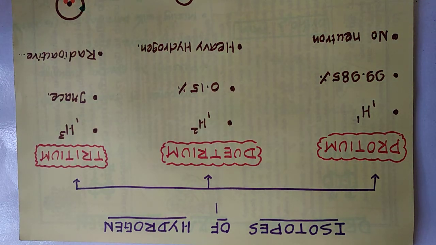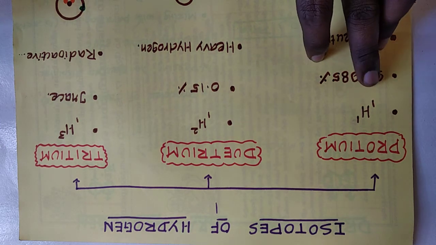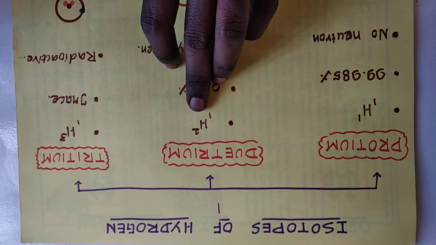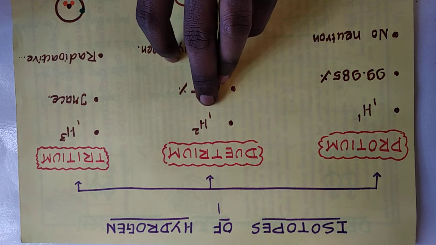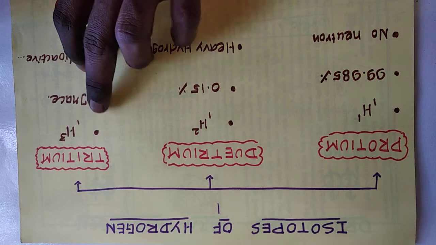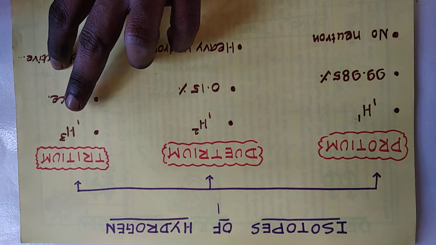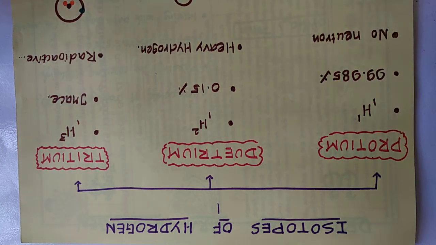Okay? And their formulae are, for protium, the formula is H with atomic number 1 and mass number 1. Then for deuterium, the symbol is either H or D. Atomic number is 1 and the mass number is 2. Then in the case of tritium, its atomic number is 1 and the mass number is 3. Here also, instead of H, you can use the symbol T. Okay, so these are the 3 isotopes of hydrogen: protium, deuterium and tritium.